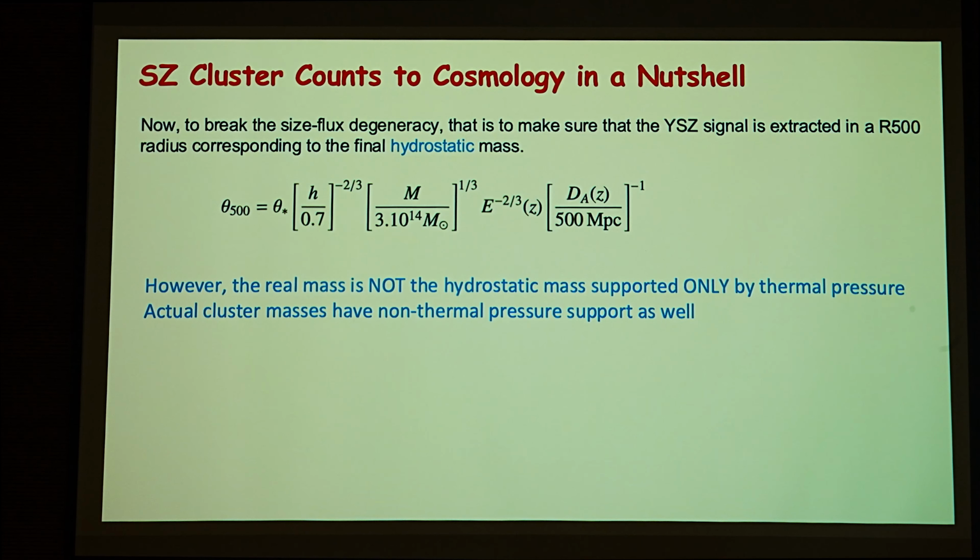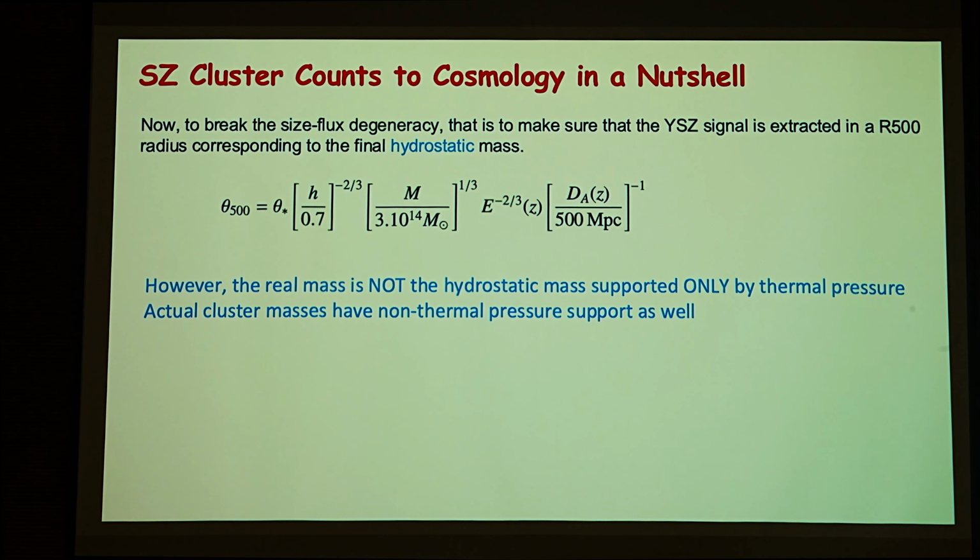Now to break the size-flux degeneracy, to ensure that the SZ signal is extracted from R500, we again have to look at the mass of the cluster and know what the R500 of the cluster is. Given the redshift of the cluster, we know theta 500. So there is a theta 500 to mass scaling relation coming in over here. And this is what Planck in general uses.